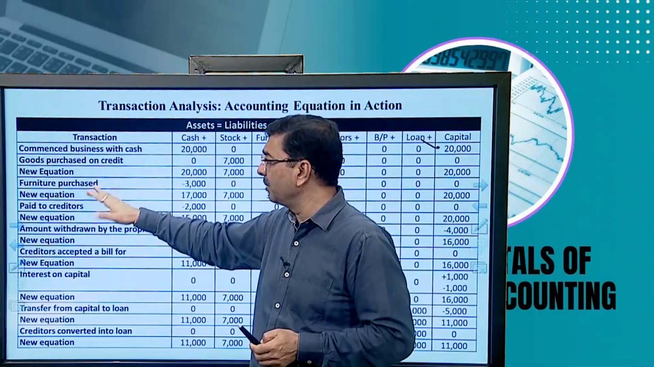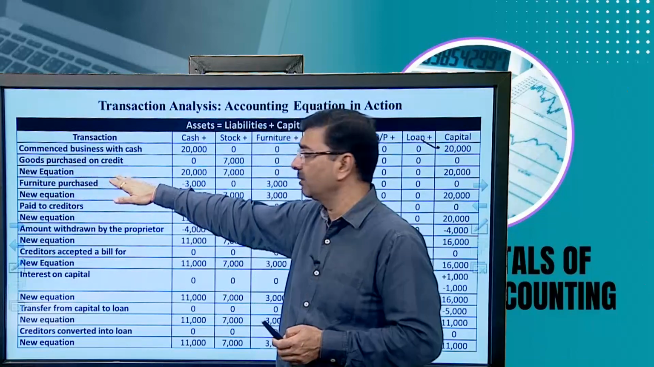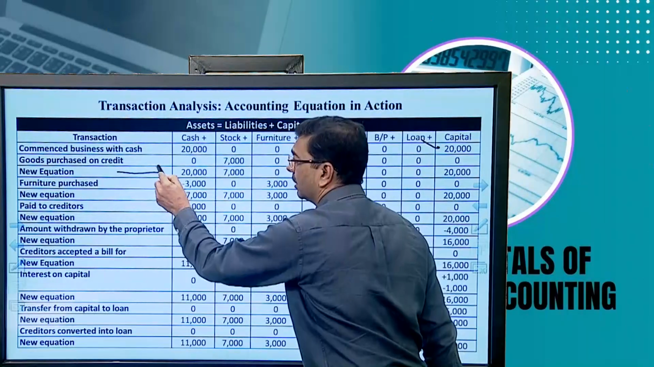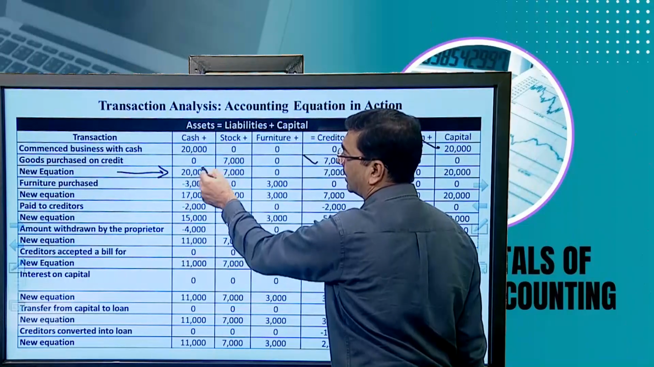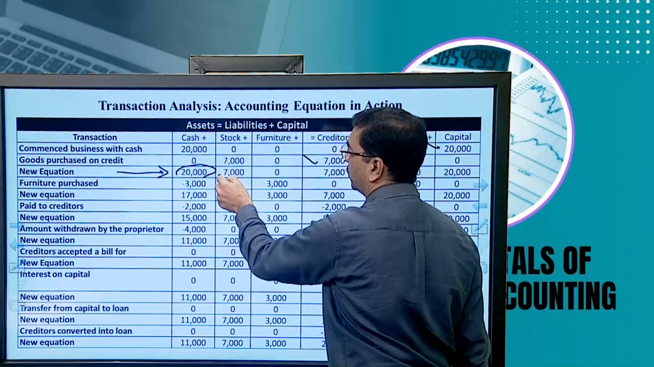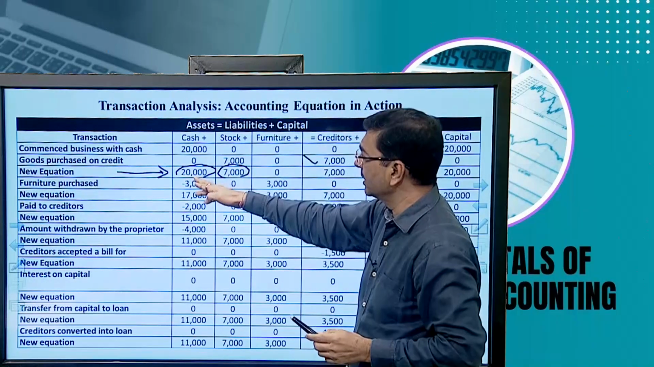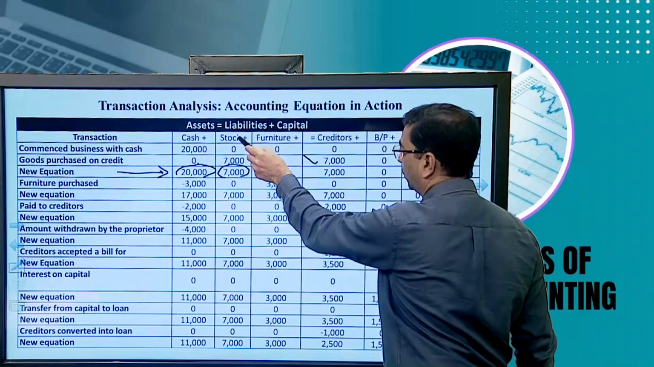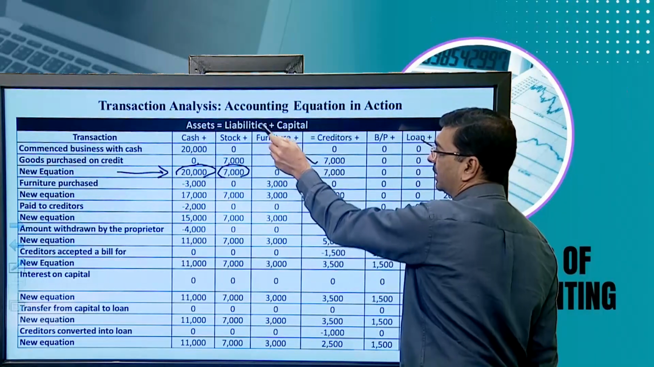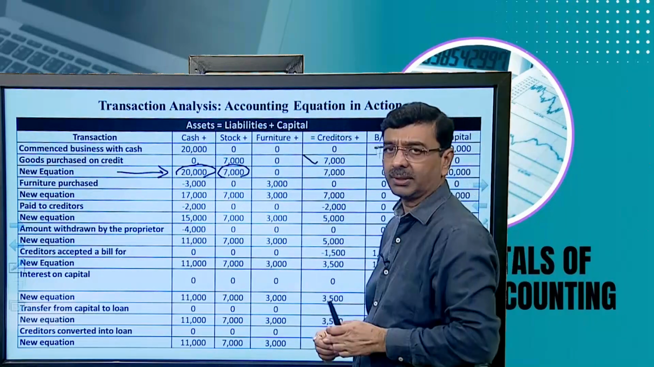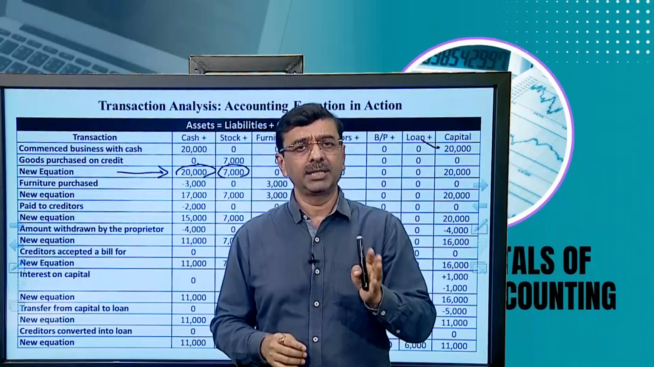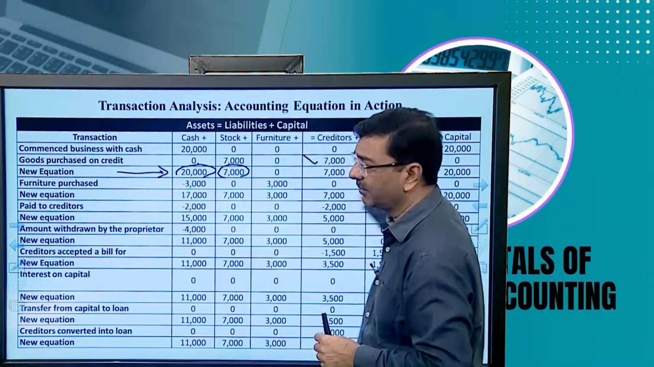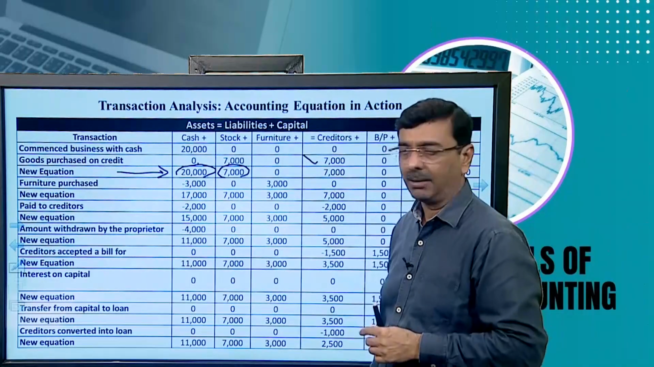Before moving to the next transaction, we'll find out what the equation would be after these two transactions. The new equation is: your cash is 20,000, your stock is 7,000, so your total assets is 27,000. Total assets of 27,000 equals liabilities of 7,000 and capital of 20,000. So both sides are balanced. A equals C plus L is done. Total assets is 27,000 against your capital and liabilities.